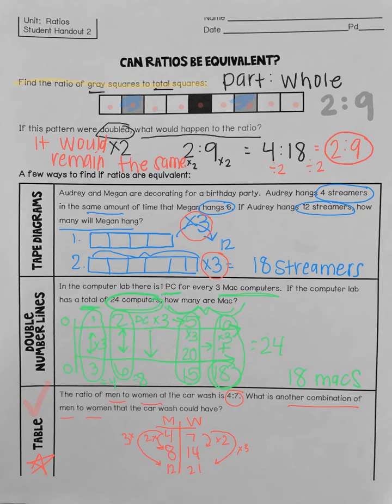They're all very similar in the sense that they all show us multiplying by a common factor. That's the only way to make equivalent ratios. They have to be proportionate in order to be equivalent. I hope this really helped you.